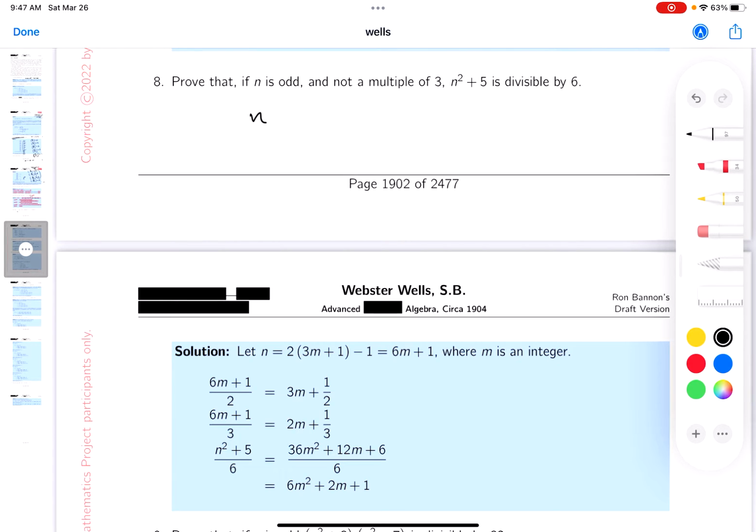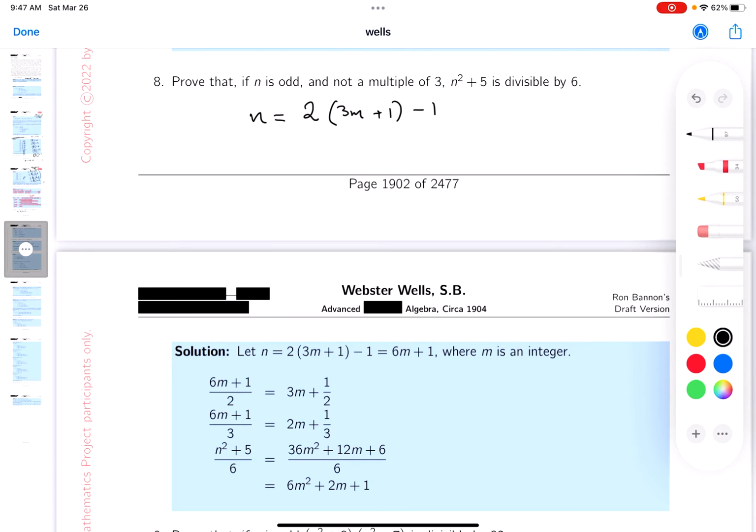N is odd. I'm going to add 1 to it, plus 1, 1 minus 1. Let's take a look. If m is odd and not a multiple of 3, well, not to be a multiple of 3, I'm going to say 3m plus 1. That means it's not a multiple of 3. But they did say it's odd. So I'm going to double this. And then I'm going to subtract 1 from it.